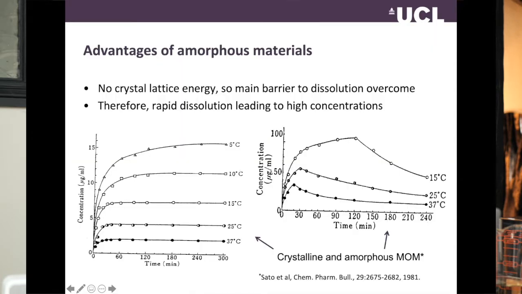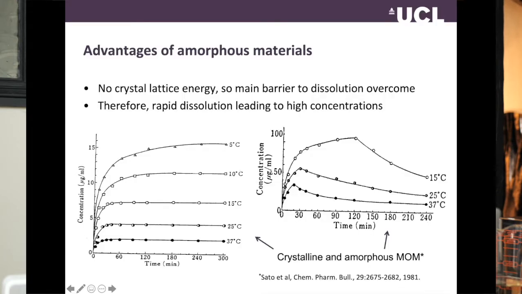On the screen in front of you, there are some dissolution graphs for crystalline and amorphous versions of the same drug. Crystalline on the left, amorphous on the right. For now, ignore the fact that there are multiple graphs at different temperatures and just pick the 37-degree data.